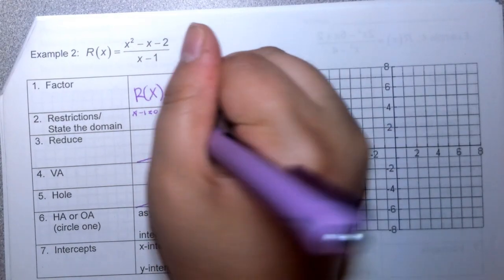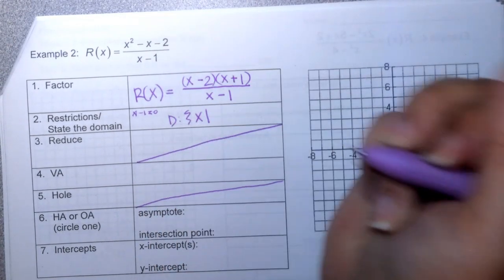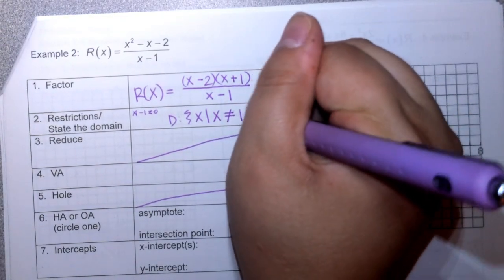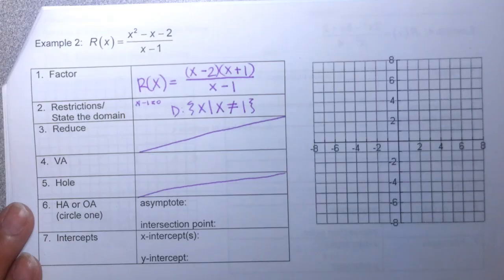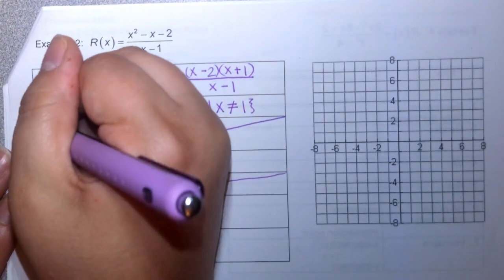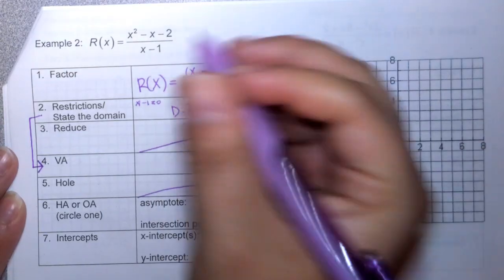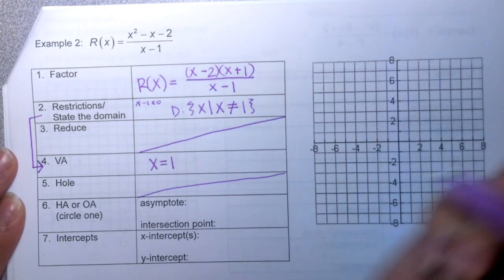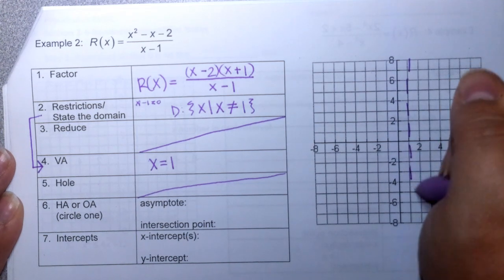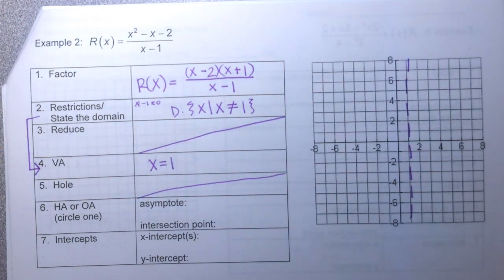So the domain is x such that x does not equal 1. Do we have to put a D dot now? That's just saying what the domain is. Which means, what is my vertical asymptote at? X equals 1. And please draw that. Questions so far?